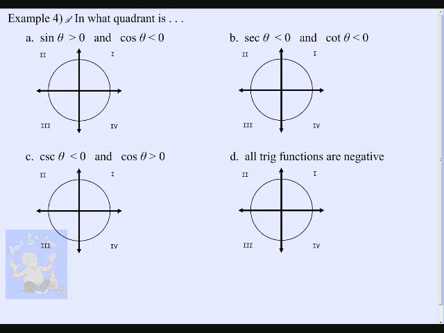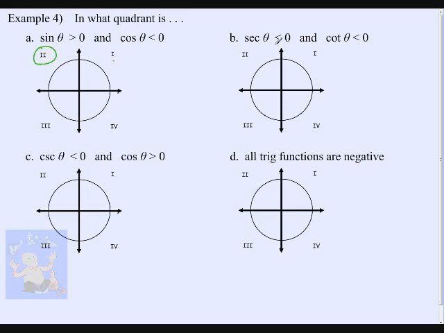Okay, we're going to start with example 4. In what quadrant are we located? If sine of theta is positive, we could be either here or here. True? And cosine of theta is negative. Well, they're all positive here, so we must be in quadrant 2.